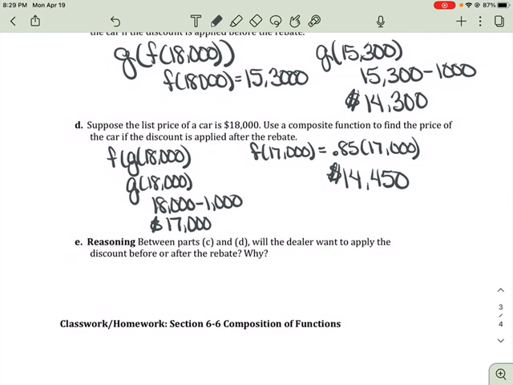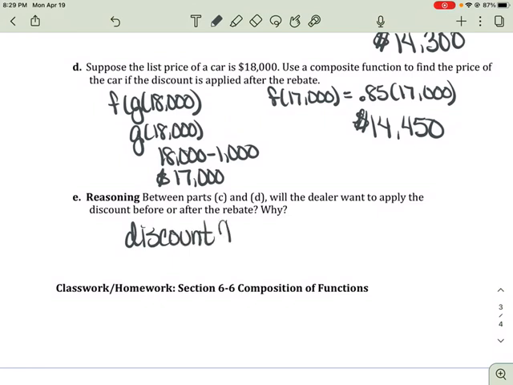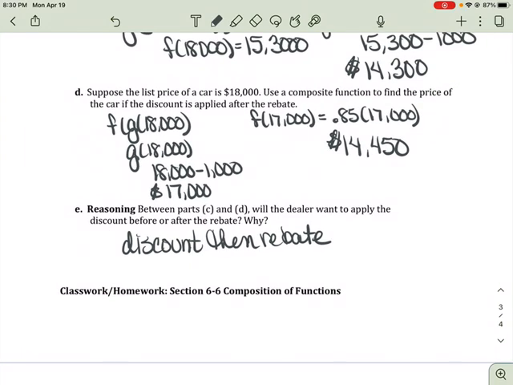Okay, so we can see we're going to want to take the discount first and then apply the manufacturer's rebate. All right, which will the dealer want? Not you, but which one would the dealer want? The dealer is going to want discount, then rebate, because he's going to make an extra $150 if he does that.